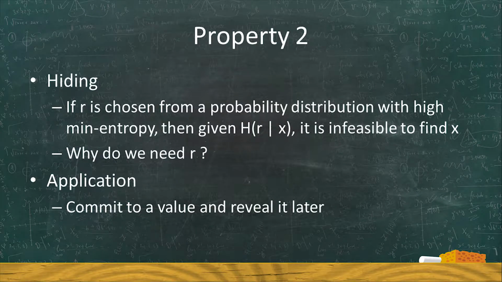The second one is called the hiding property. So this is where things become slightly tricky. The hiding property is as follows. If you choose a random string, for example, r, and you concatenate r with x, then it's infeasible to find x if you are given the hash value, h of r concatenated with x.